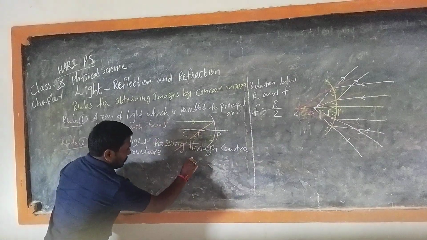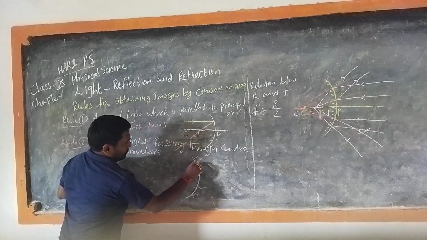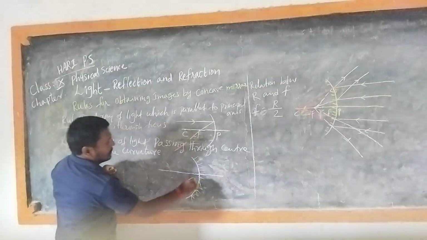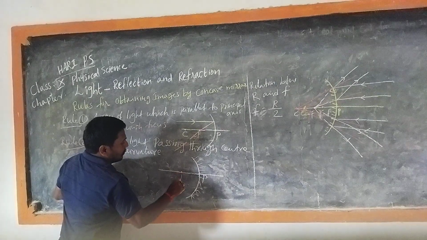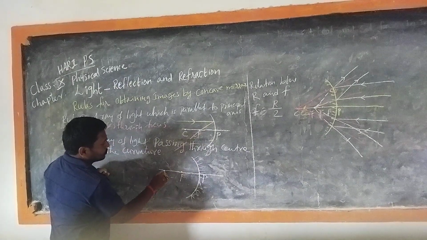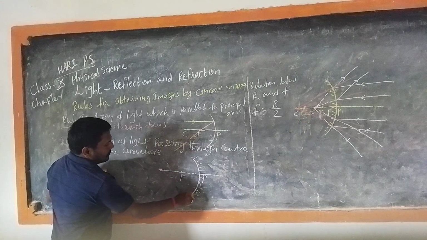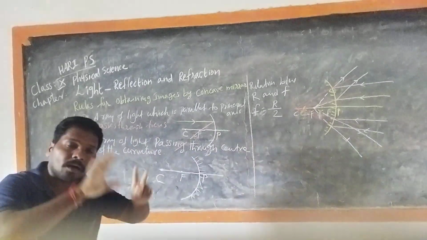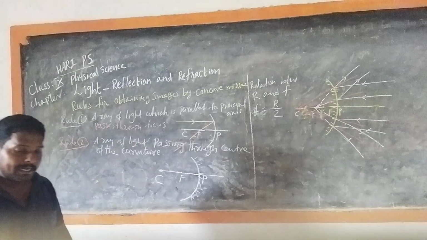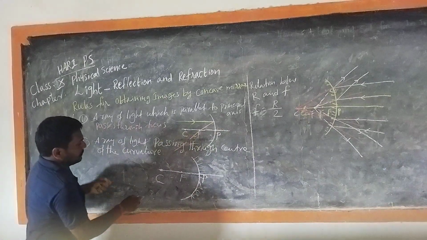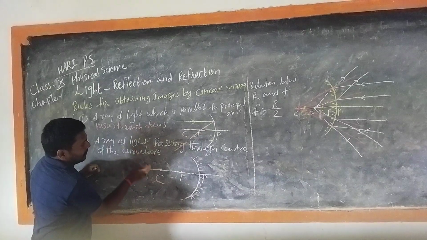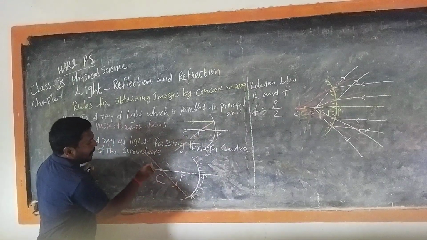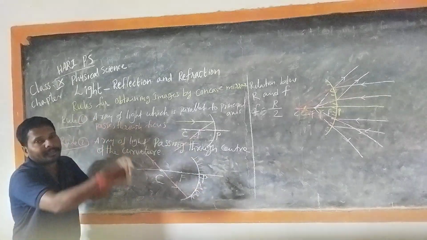Consider a concave mirror with the principal axis, the focus and the center of curvature. We know that light travels in all directions. So if the light ray passes through the center of curvature, what will happen? After reflection, it comes back along the same path.